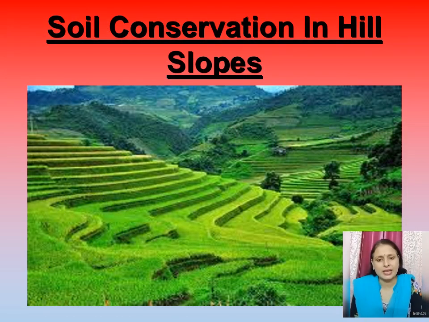Hilly areas are slanting, so rainwater flows very fast. This water flow carries a huge amount of topsoil with it. To avoid the wastage of topsoil, farmers make terraces or steps in hilly areas. In this way, the terraces slow down the speed of water, and this type of farming is known as terrace farming.